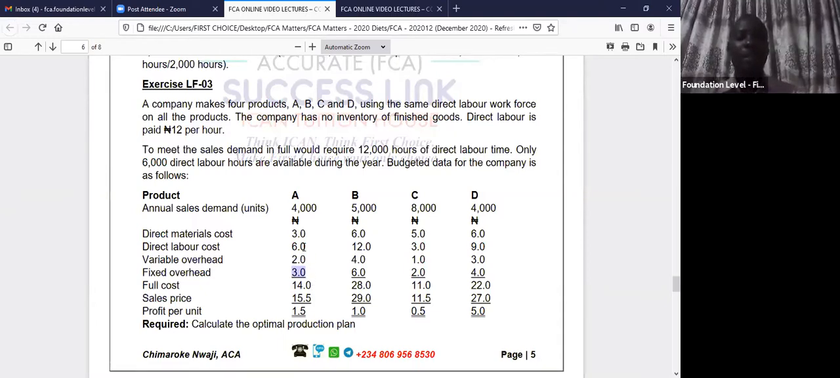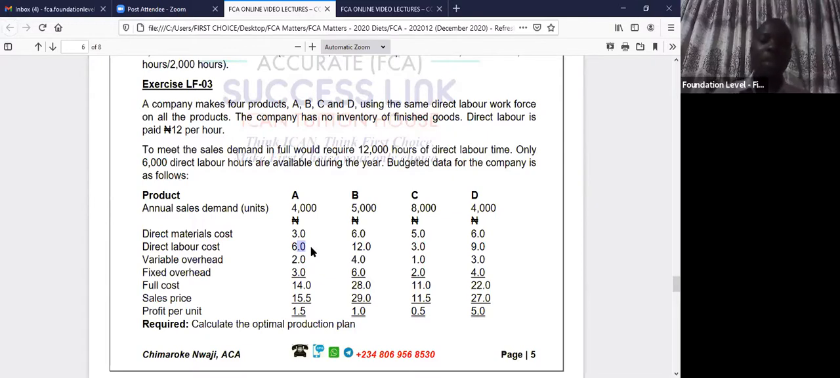Let's look at this. Labor cost is 6 naira. And you are told here, labor is paid 12 naira per hour. If they are paying 12 naira for 1 hour, and in product A, they have already paid 6 naira for product A, how many hours did we use there? 6 divided by 12 naira. It's 0.5 hours.